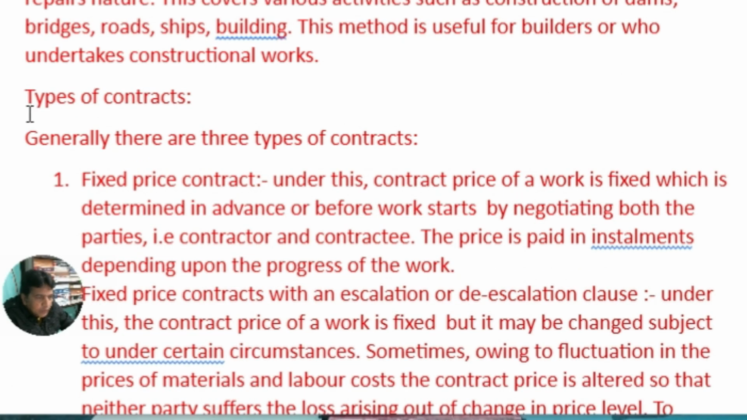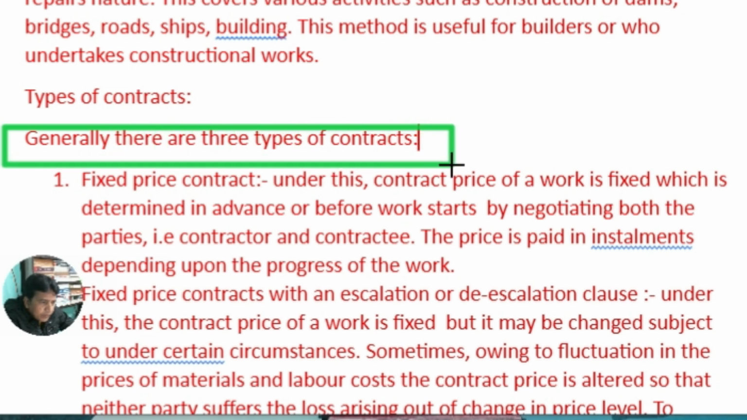Now, the types of contract. The contract price of work is basically determined through negotiation between the contractor and the contractee. What will be the price of the contract work that the contractor would charge from the contractee? Generally it depends on the nature of work. The type of contract is basically based on the price of the contract. Generally there are 3 types of contract.